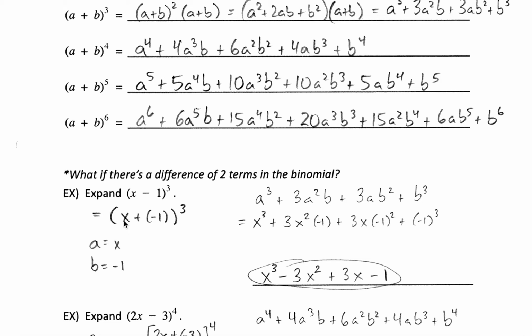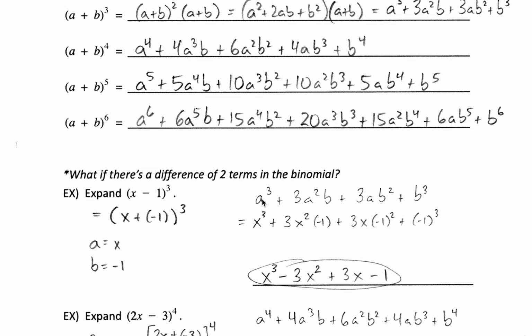So our first term is going to be x, or the a term. Our second term, or b term, is going to be negative 1. So let's establish the pattern for cubing the binomial. We're looking at the third row in our triangle. We're going to have the coefficients 1, 3, 3, and 1.